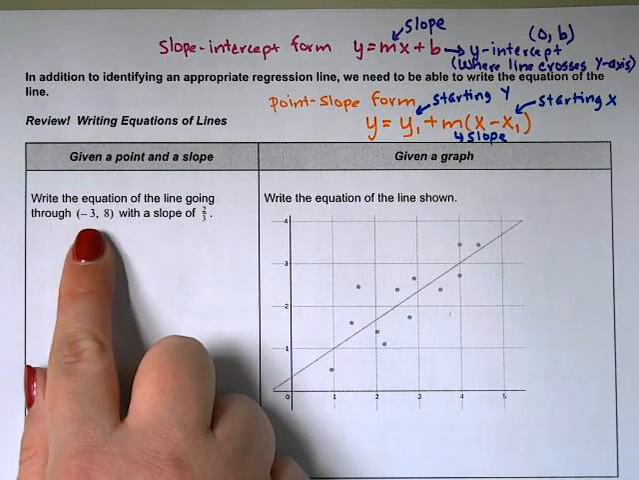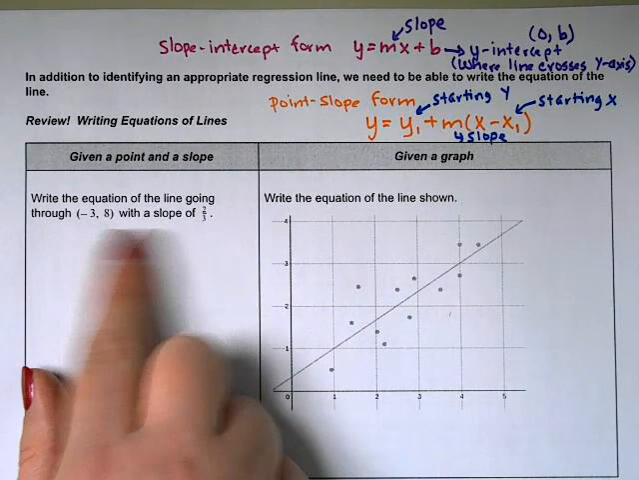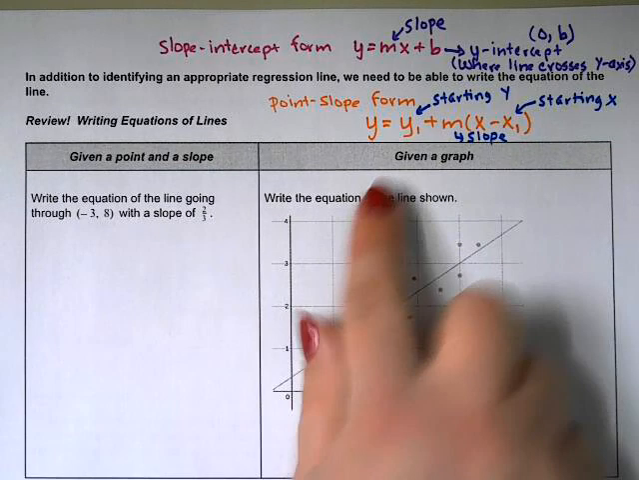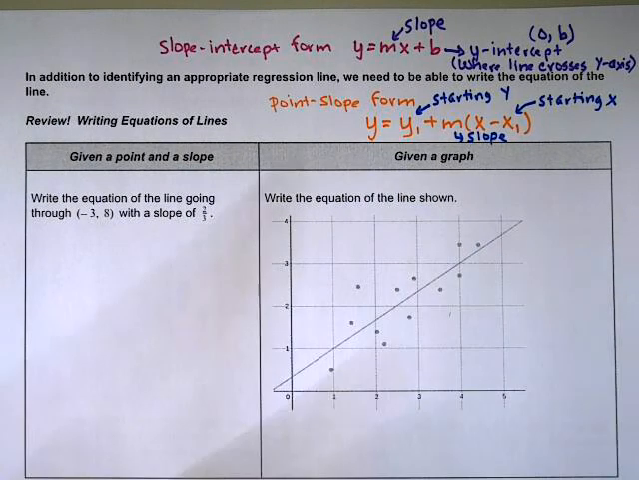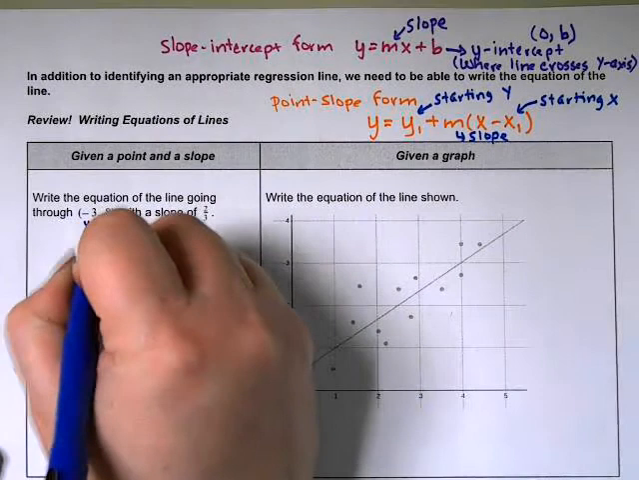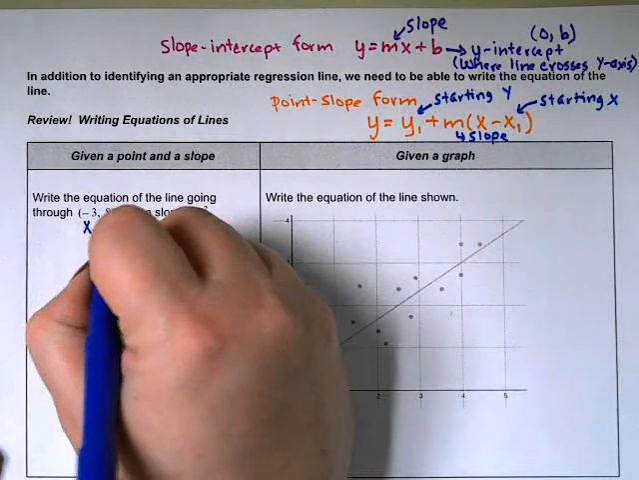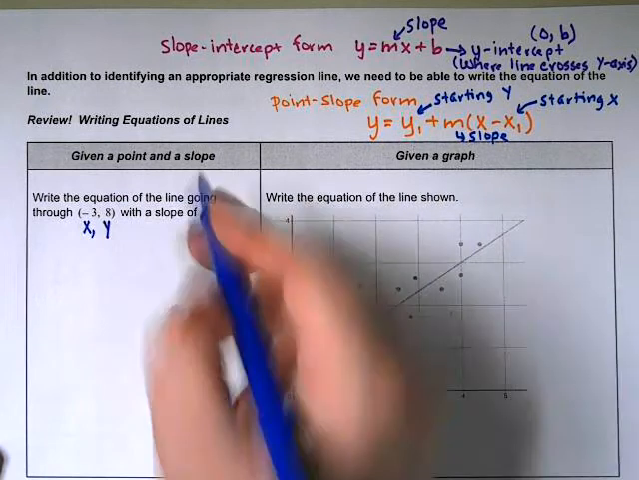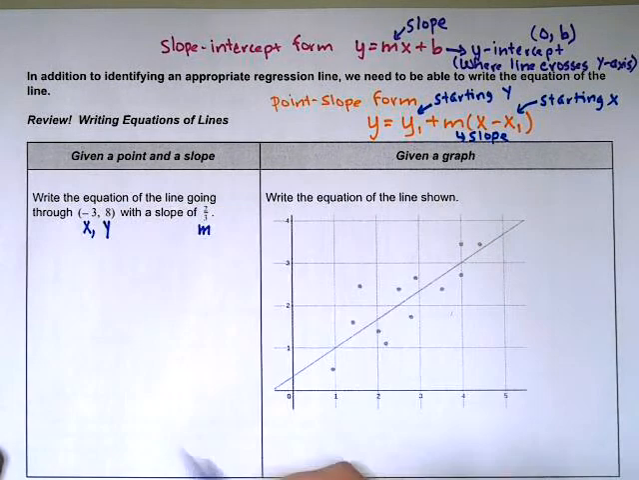Well, we're given a point that's not the y-intercept, and we're given a slope, which means we're going to go ahead and use point-slope form. So I should probably figure out what my starting x and starting y values are so that I can make sure I use this correctly. This is my starting x value, -3, and my starting y value is 8. And then I know my slope is 2/3.